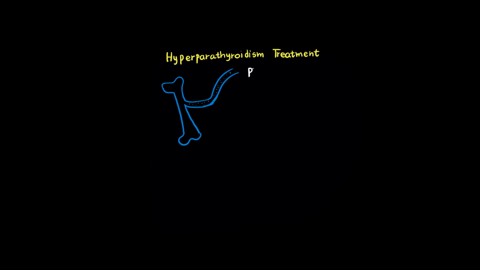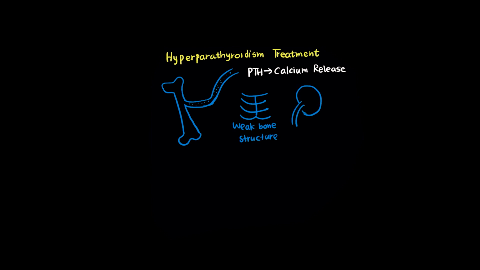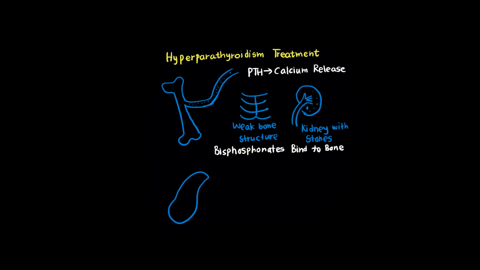Let's examine how bisphosphonates help manage hyperparathyroidism complications. In hyperparathyroidism, excess parathyroid hormone causes bones to release calcium into the bloodstream. This leads to two major problems: osteoporosis from bone calcium loss and hypercalcemia causing kidney stones. Bisphosphonates work by binding to bone mineral surfaces, particularly at sites of active resorption. They're absorbed by osteoclasts, the cells that break down bone.